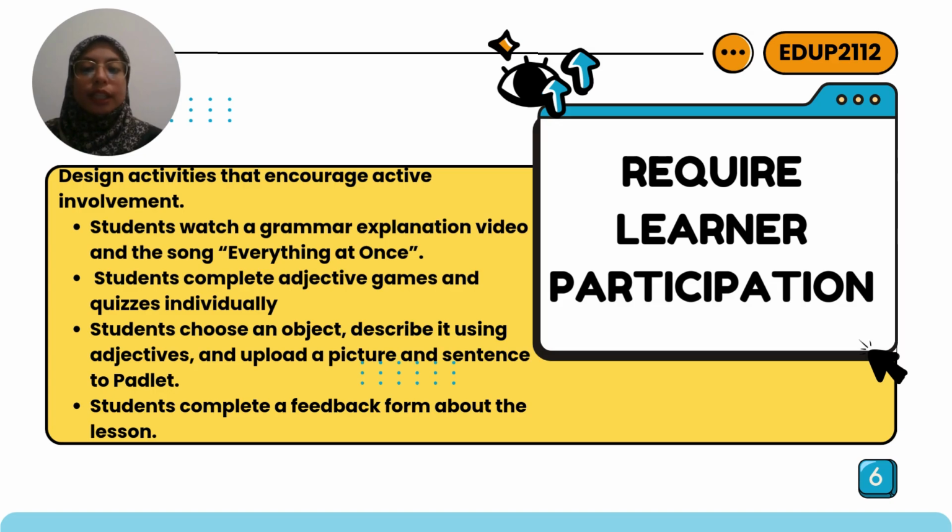The third one, students choose an object, describe it using adjectives, and upload a picture and sentence to the Padlet, which involves real-world observations, creative expressions, and also applications of the knowledge that they have acquired before. Number 4, students complete a feedback form about the lessons. This encourages self-assessment and also personal connections to the lesson.